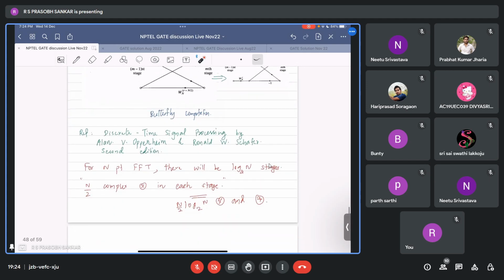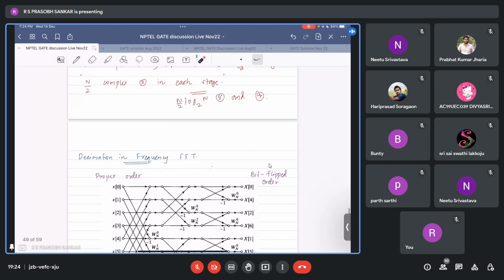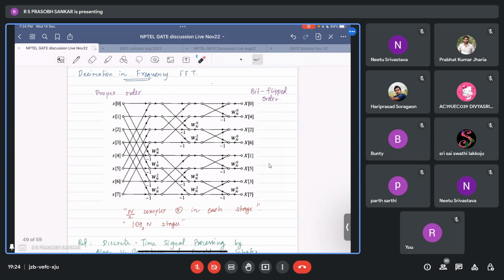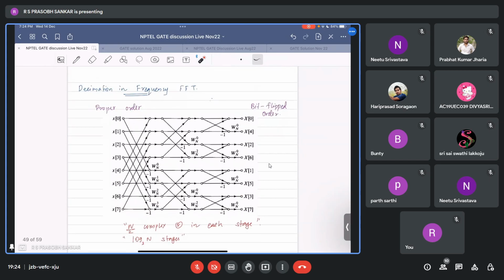So this is one type of FFT algorithm. There are many more versions, and another common variant is known as the decimation in frequency FFT algorithm. Again, I'm skipping the details. It looks something like this. Here again, each of these stages requires n by 2 complex multiplications, and there will be log n to base 2 stages. So complexity wise, whether it is decimation in frequency or decimation in time doesn't really matter. Both of them have the same complexity.